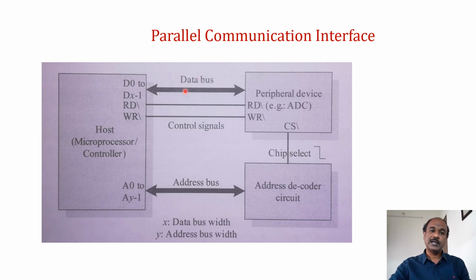There will be a data bus for data transfer and some control signals such as read bar, write bar, and chip select bar for controlling the communication. This is about the parallel communication interface.